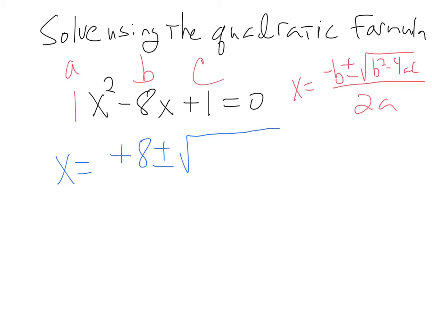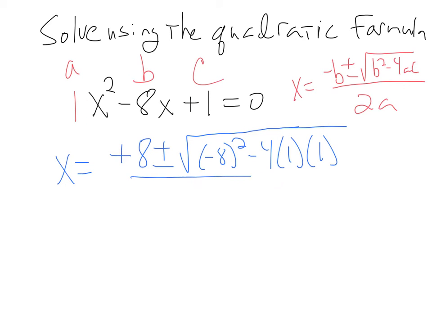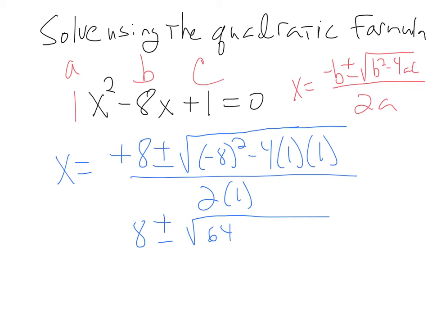plus or minus the square root of negative 8 squared. Now it's certainly alright to write negative 8 squared, people do this. So 4 times 1 times 1, because it's a and c. And this is all over 2a, and that's 2 times 1. Now what I'll typically do with this kind of problem is I will write this as 64. I won't write the negative 8 squared. And then I will often write out the 1 times 1 all over 2.